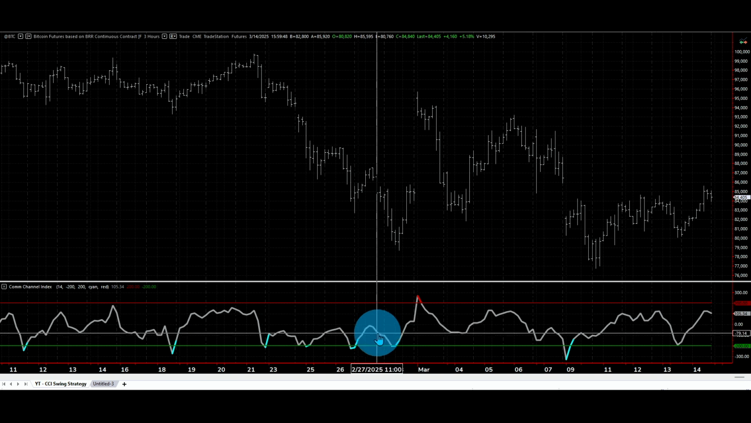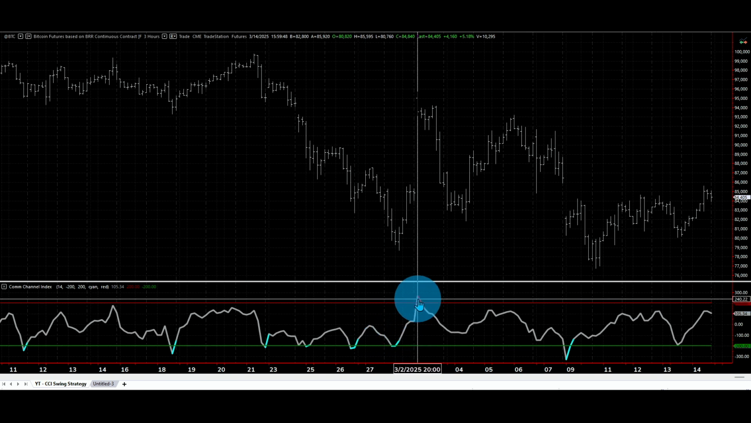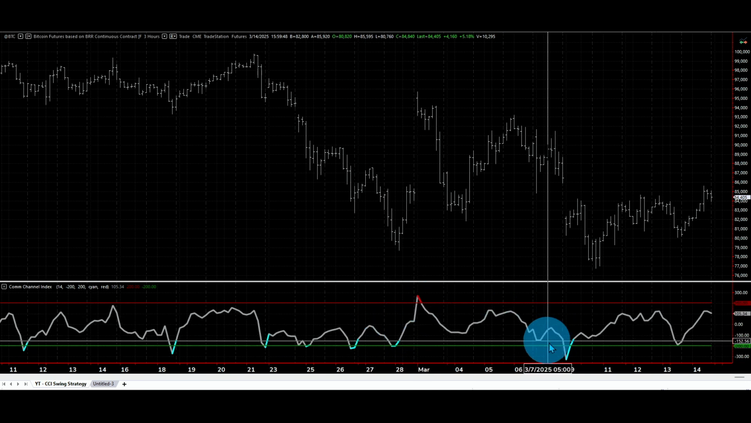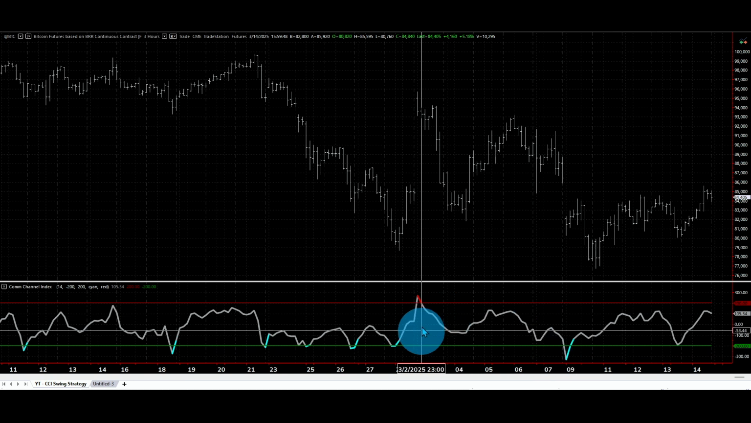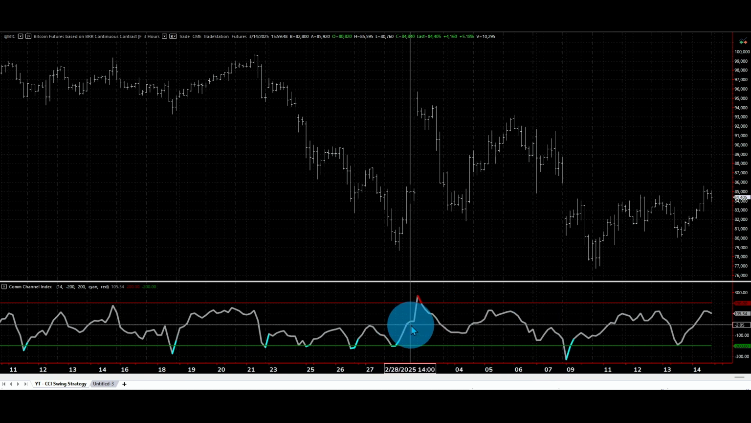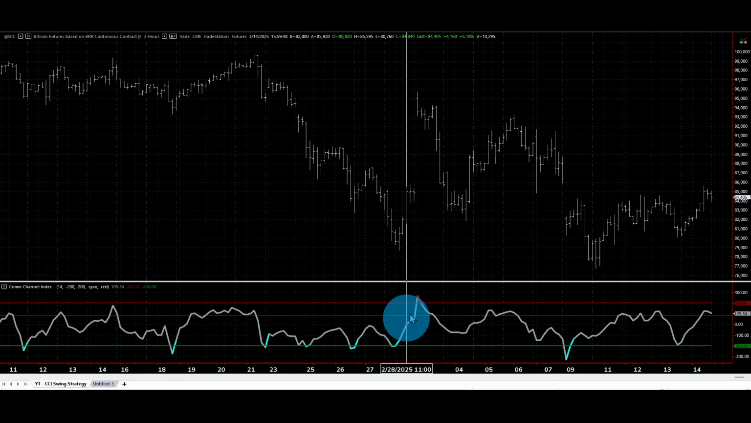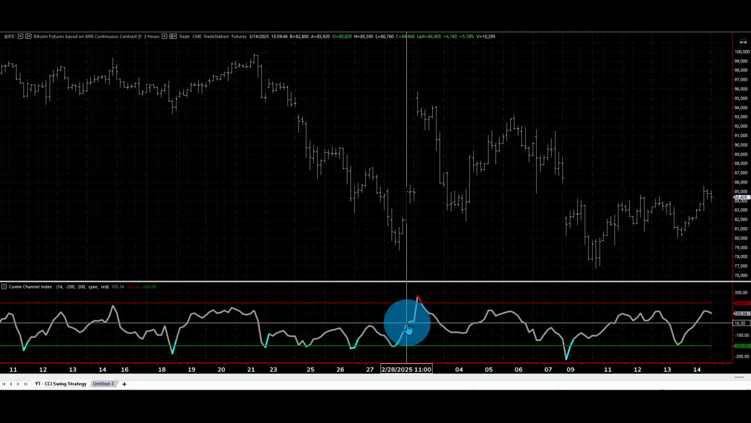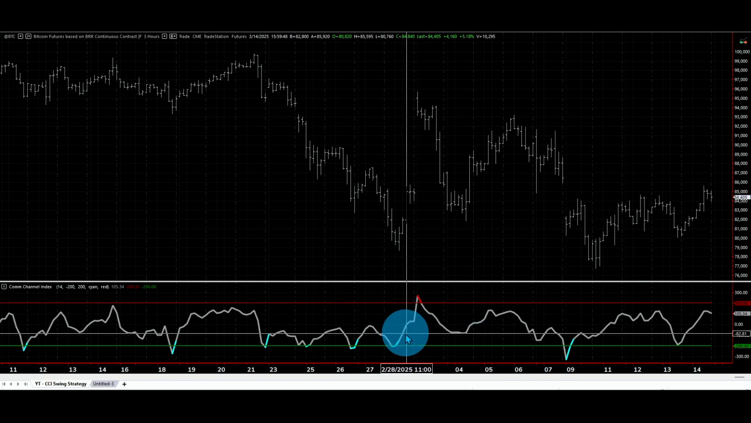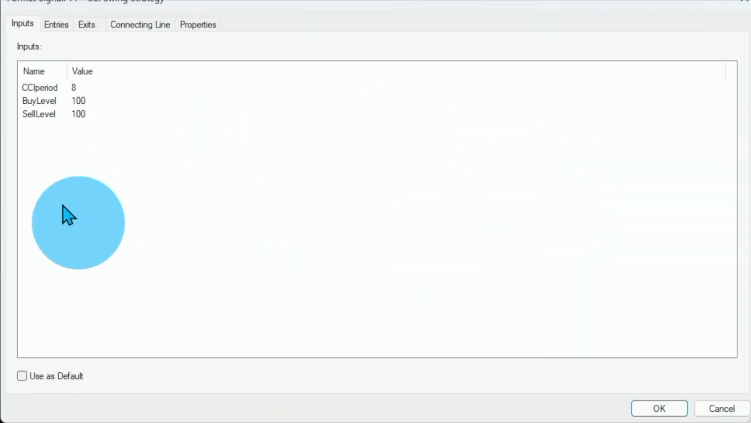And basically when the CCI goes up, that means momentum is up. When it goes down, that means momentum is down. So if we are using the CCI for a breakout strategy, that means we are looking for the CCI going up above a certain level. So we will start with the basic strategy.